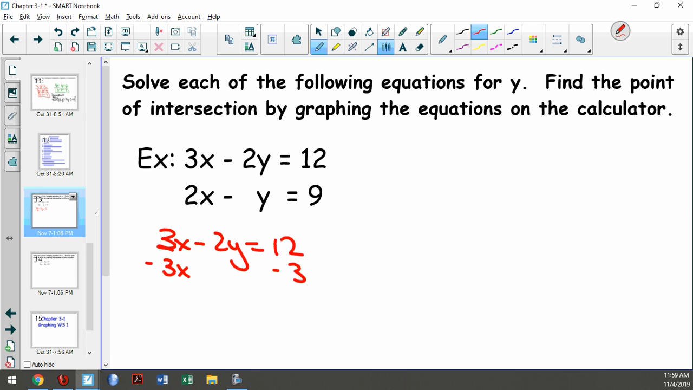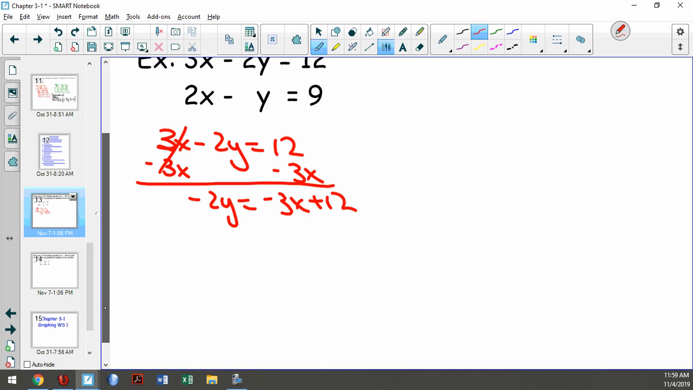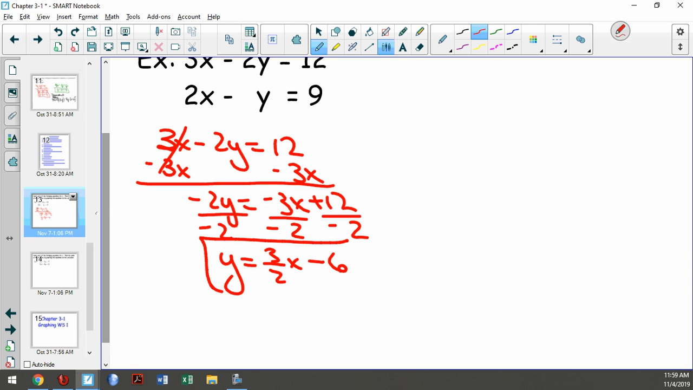I'm going to subtract 3x from the first one. Then I'm going to divide each and every term by -2. Positive 3 over 2x minus 6. Box that in. Did everybody get that for the first equation? Go to the second.